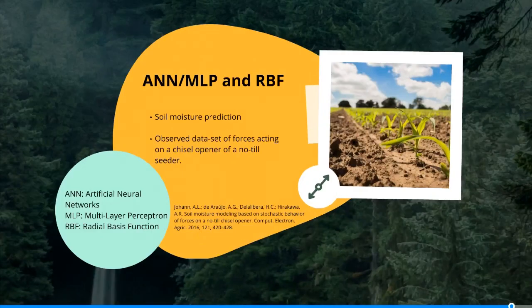Lastly, prediction of soil moisture is done based on artificial neural network models, multi-layer perceptron, and radial basis function, using the data of random behavior of forces on the chisel opening of a no-till seeder.